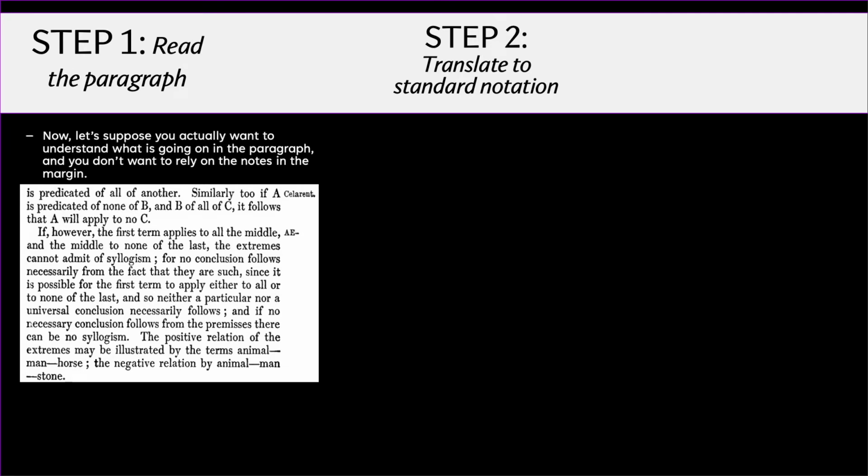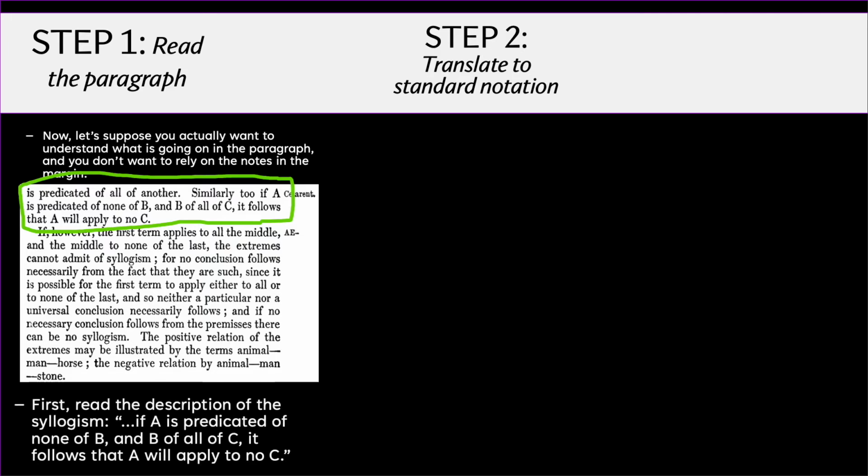Let's suppose you want to actually understand what's going on in the paragraph itself, and you don't want to rely on the notes in the margin or on knowing what chapter you're reading. Let's focus on the section I've circled here. First, read the description of the syllogism. Here, the description reads as follows. If A is predicated of none of B and B of all of C, it follows that A will apply to no C.